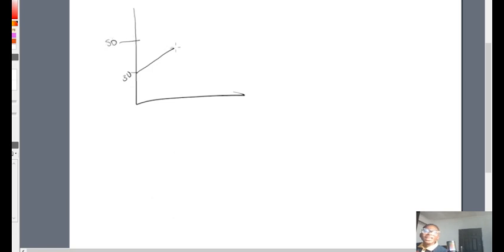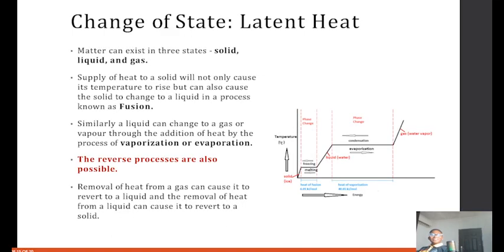But when you talk of latent heat of fusion, it's that moment at 0 degrees Celsius. It happens at 2 points, at 0 degrees Celsius and at 100 degrees Celsius, for a while. There is no change in temperature. Change in temperature is 0, and that's latent heat of fusion. So matter can exist in 3 states: the solid, the liquid, and gas.